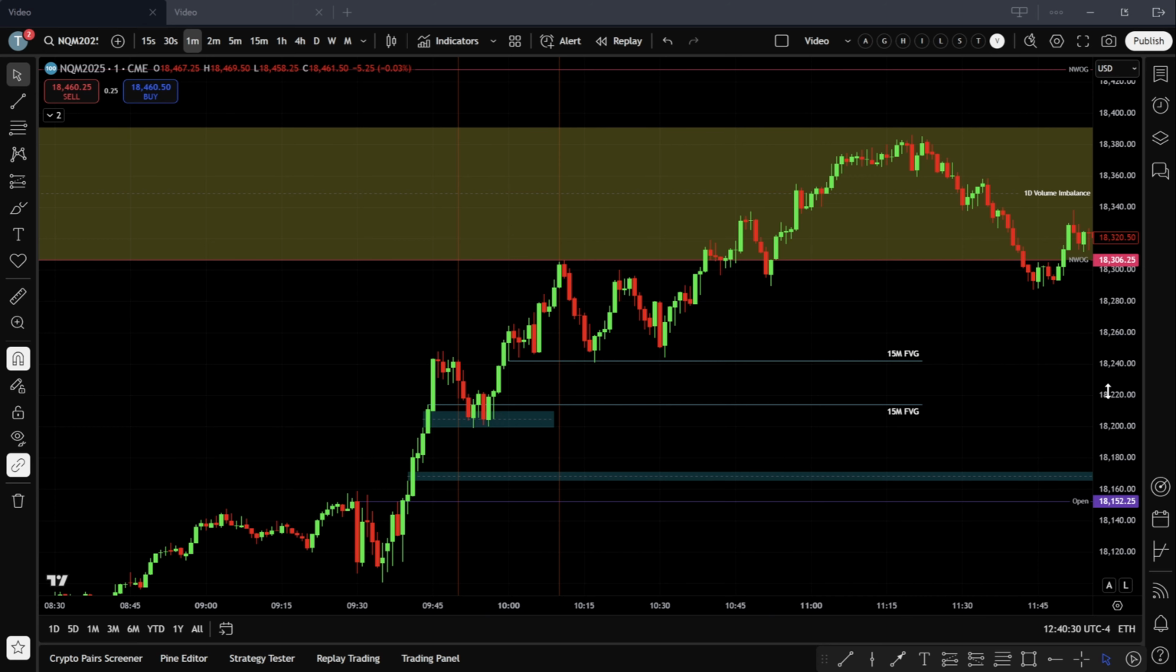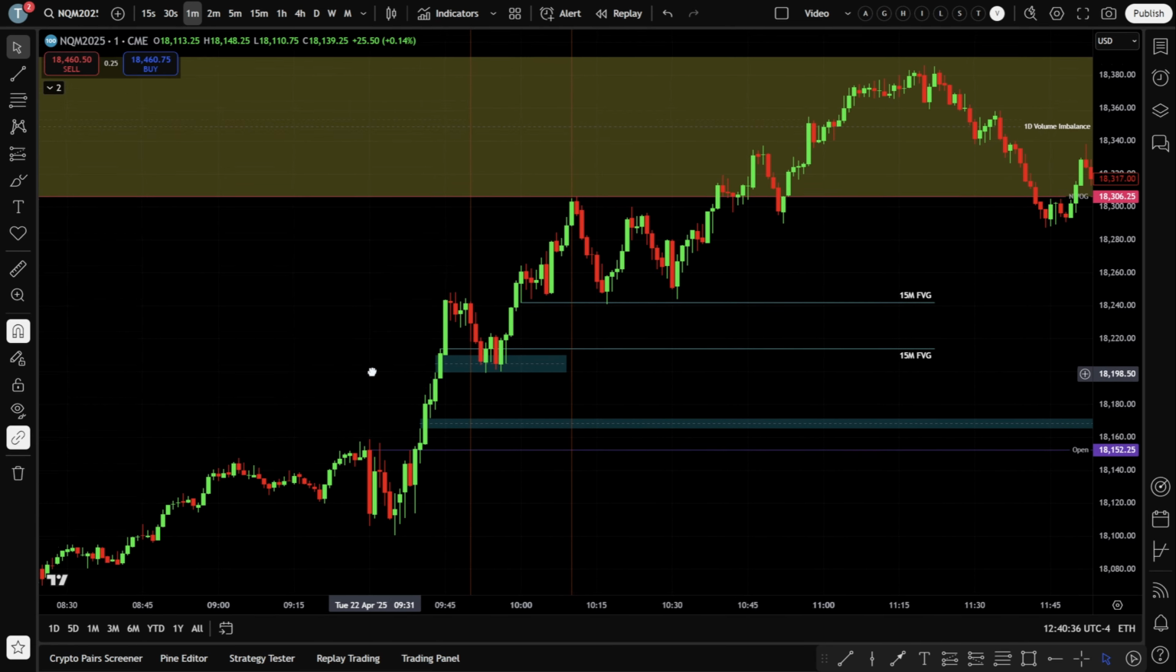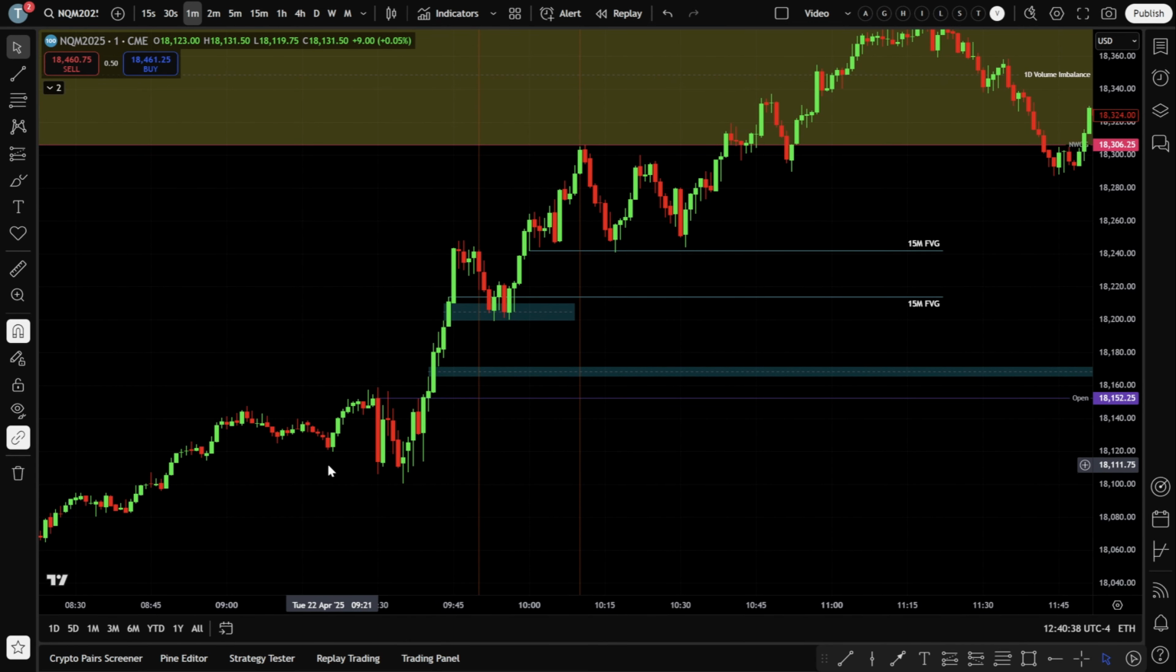Now we'll get into the 1 minute chart. We have our market open here at 9:30, the opening price. Price drops below it, takes out short-term lows here, and then it rallies higher.